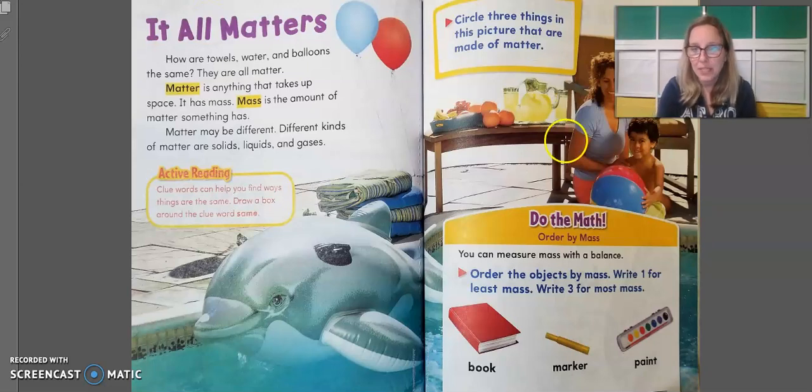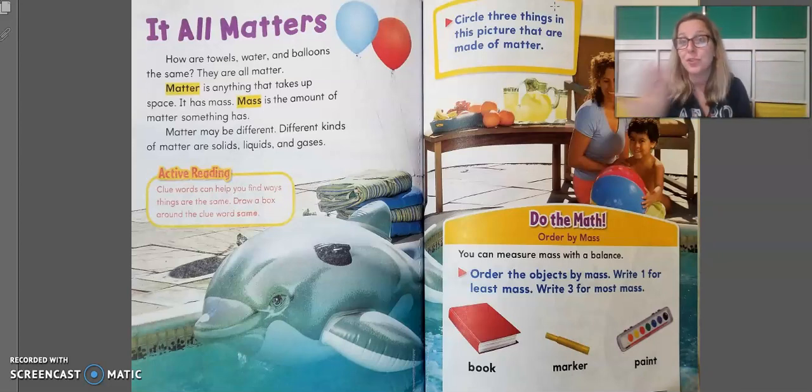Okay, now over here on this page, it says circle three things in this picture that are made of matter. Well, as I've told you, everything that takes up space is matter. So pick any three things you want. You could circle the balloons, you could circle the boy, the beach ball, the fruit, the lemonade, the towels, the cute little floaty dolphin, the swimming pool water. You could circle the mama that's sitting there behind her son or the chair behind her. You pick, it doesn't matter to me. Pick three things on that page and circle them because everything on that page is made up of matter.